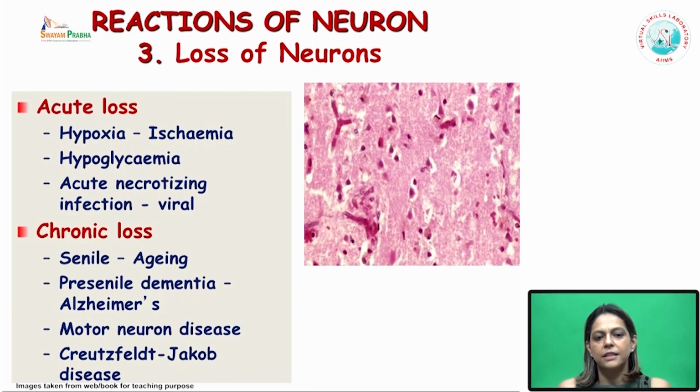Acute loss can occur in a state of hypoxia, hypoglycemia, or any viral infection, and chronic loss can occur as a part of aging, as a part of dementia, or even as a part of a chronic epileptic state, in degenerative disorders of the brain like motor neuron disease, or infections like CJD.